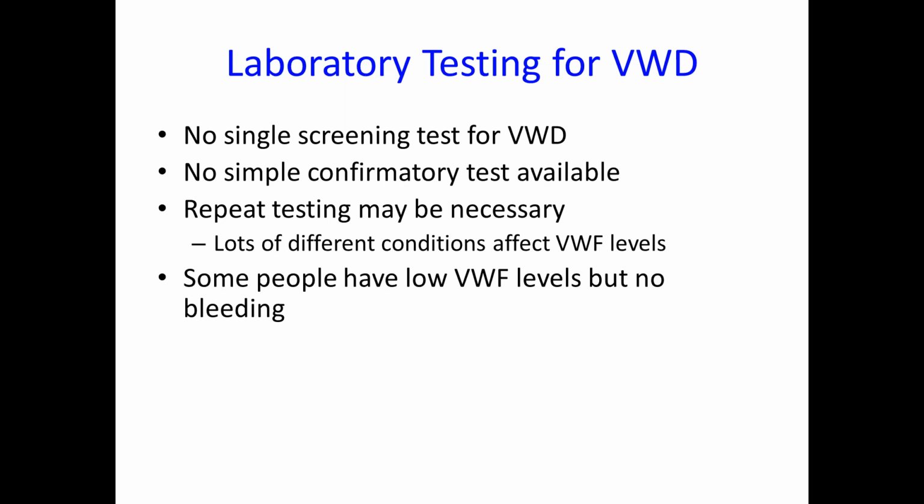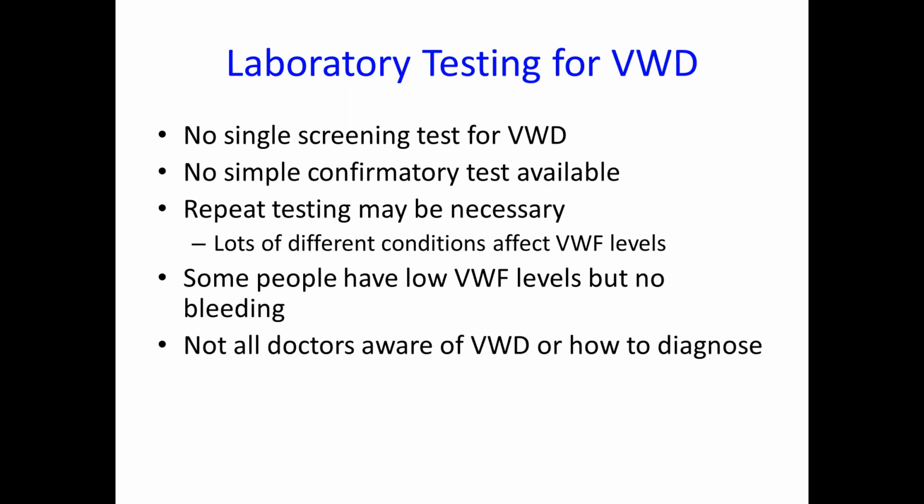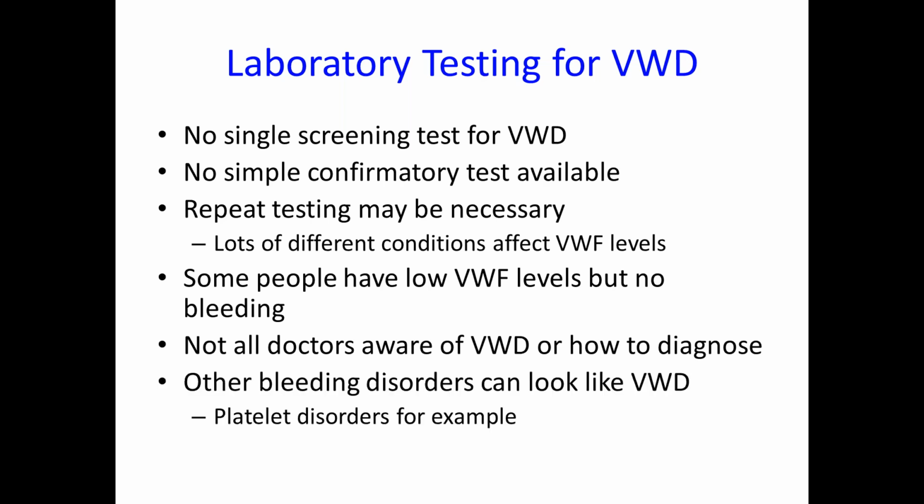There are some people that have low VWF levels but no bleeding. So we know from work by Dr. Galen Montgomery a few years ago that patients with blood group O have low von Willebrand factor levels, but not all of those patients will experience bleeding. Not all doctors are aware of von Willebrand disease or how to diagnose it, and other bleeding disorders can look like von Willebrand disease. Platelet function defects, for example, can present with similar bleeding, like nosebleeds or heavy menstrual bleeding.